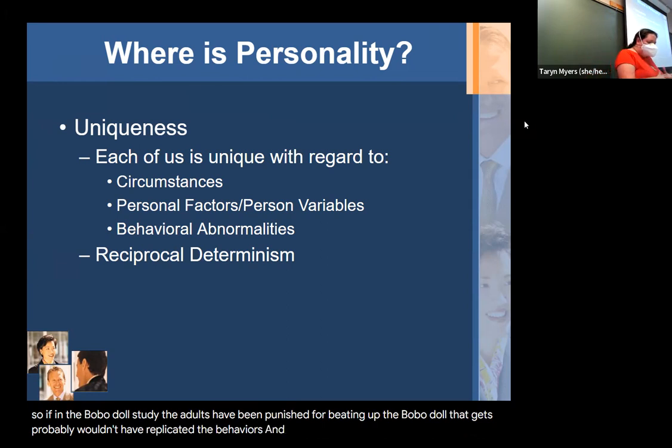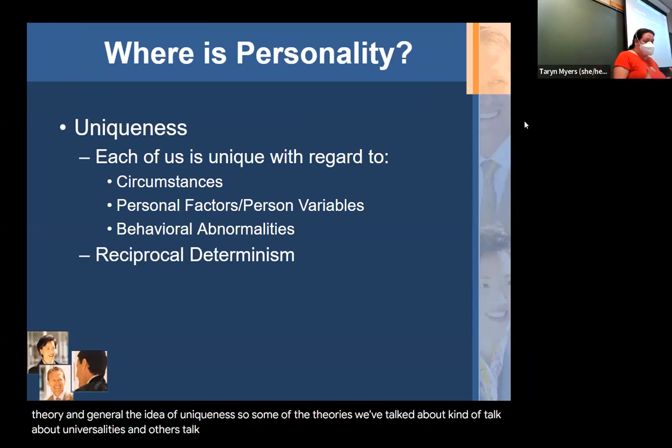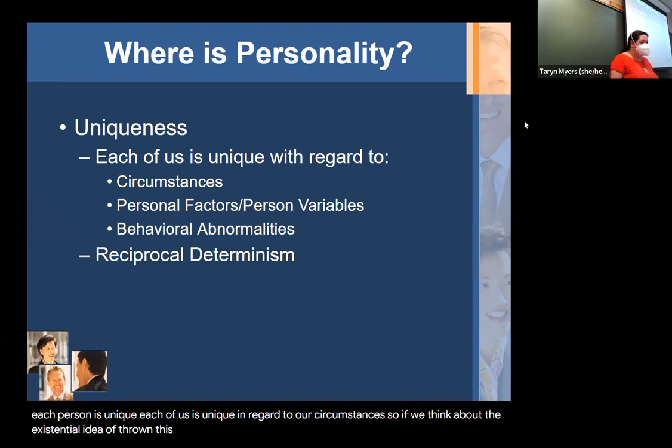And this is indicative of cognitive social learning theory in general, the idea of uniqueness. Some of the theories we've talked about talk about universalities, and others talk about uniqueness. This one really focuses on how each person is unique. Each of us is unique in regard to our circumstances. So if we think about the existential idea of thrownness, what you're born into, you can't control, that comes into play here as well.